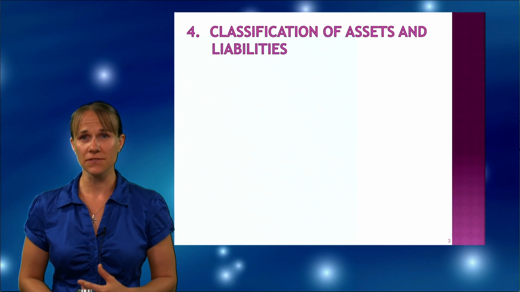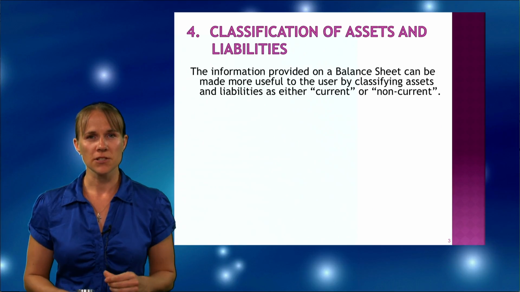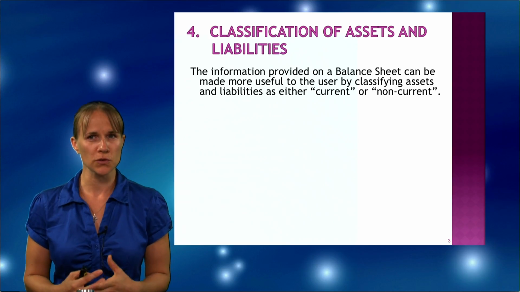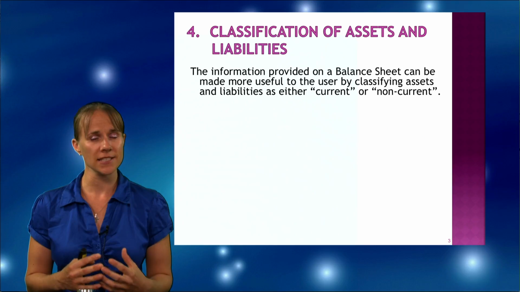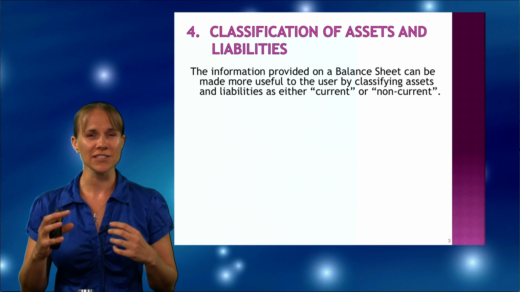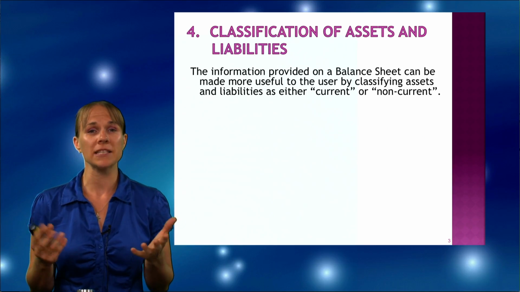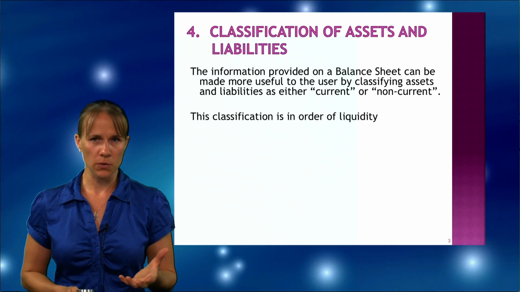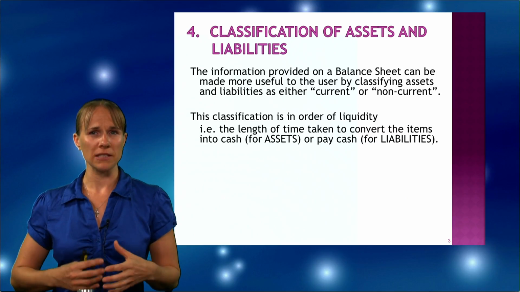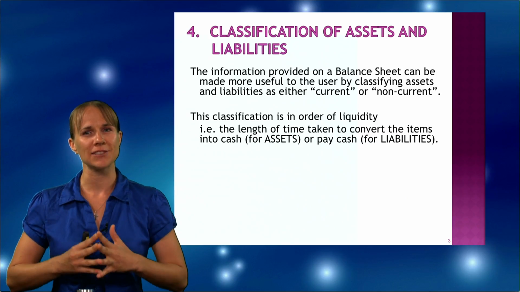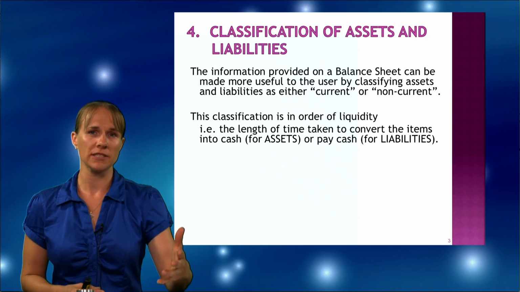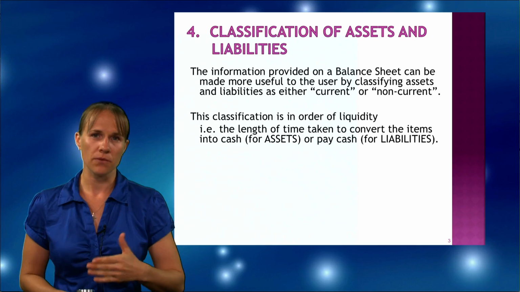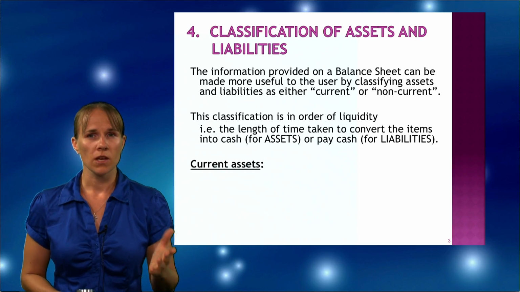So first of all, classifying our assets and liabilities. The information that gets provided on a balance sheet can be made more useful to the user by classifying the assets and the liabilities as current or non-current. So we break them into two groups. This classification is in order of liquidity. What we mean by liquidity is the amount of time that it takes to convert the item into cash when we're dealing with assets, or the amount of time that it takes us to pay the cash, in regards to liabilities.